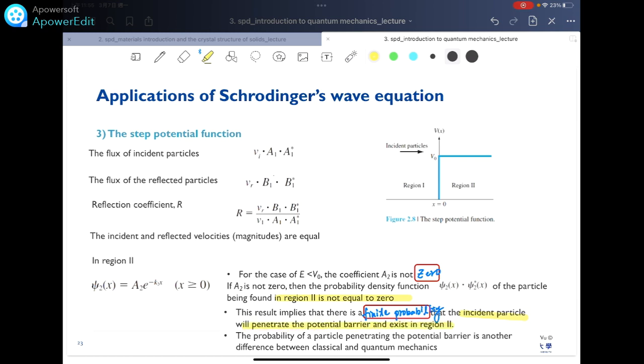So that's a super important conclusion, because this cannot be understood from classical physics. Finally, based on quantum mechanics, we got the conclusion that the particle here can penetrate this barrier and even exist in region 2. The probability of a particle penetrating the potential barrier is another difference between classical and quantum mechanics. Classical physics cannot explain these things.